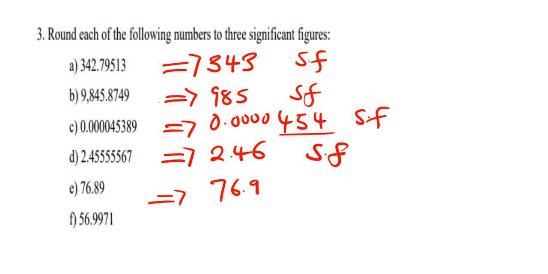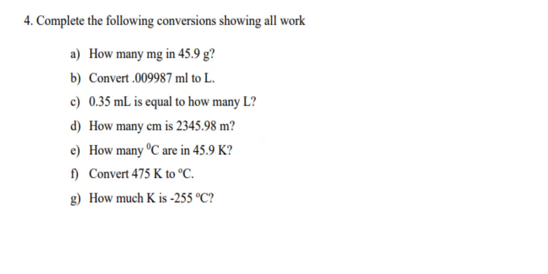Then we come to the last one on this one. We've got 56. Now we've got a 9. It means we're considering these 3. Now we have a 9 here. So it's greater than 5. So we're going to add a 1 to the other 9. When we add the 1 to the other 9, we're going to have a 10. And we carry that 1 to the other one. So I'm going to have 57.0. This would be 3 significant figures. So that's how we are going to solve those ones.